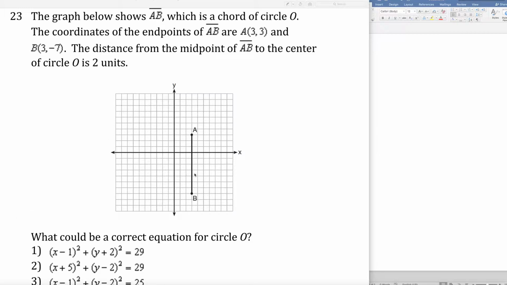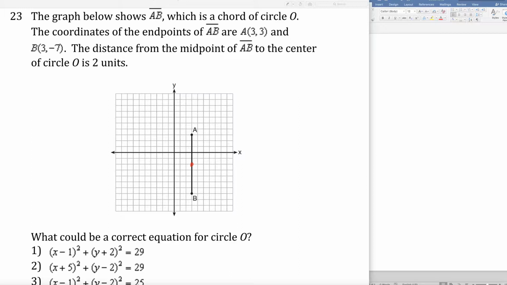So you have this line. And the distance from the midpoint of AB, which what is the midpoint of AB? 1, 2, 3, 4, 5, 6, 7, 8, 9, 10. So it's 5. 1, 2, 3, 4, 5. So right here, you don't even need the midpoint formula. The distance from this to the center of the circle is 2 units.